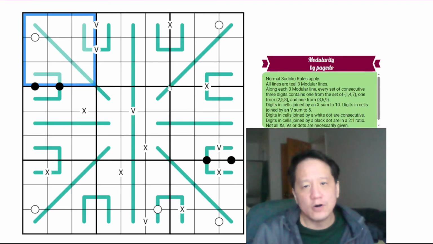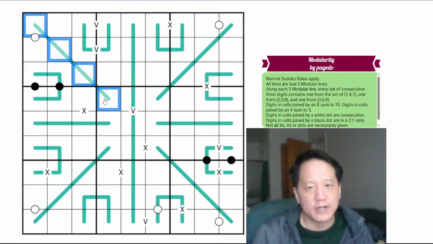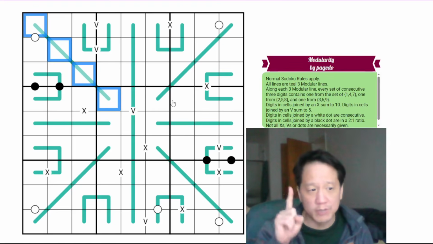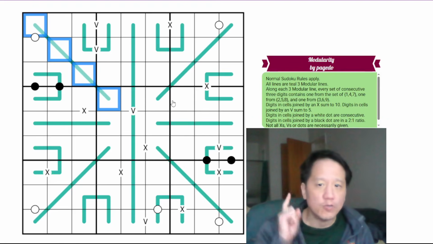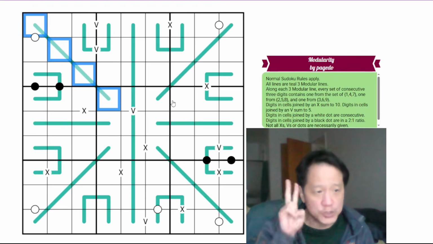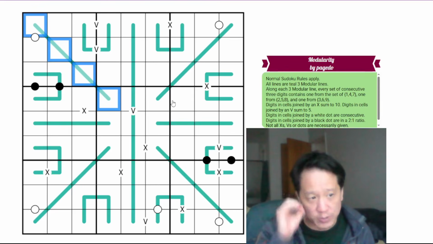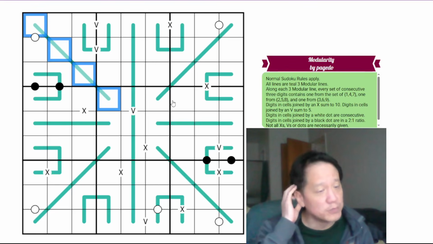All lines are teal 3 modular lines. And along each 3 modular line, every set of consecutive 3 digits contains one digit from the set 147, which is 1 modulo 3, one from 258, which is 2 modulo 3, and one from 369, which is 0 modulo 3. That's why these are called modular lines.